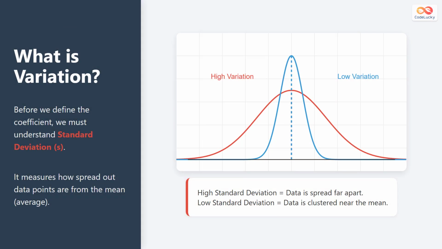To understand the coefficient of variation, we first need to recall the standard deviation. Standard deviation, denoted by the letter S or sigma, measures how spread out the numbers in a dataset are from the average value. A high standard deviation means the data is widely scattered, while a low one means it is clustered closely around the mean. However, standard deviation has a limitation. It is an absolute measure.